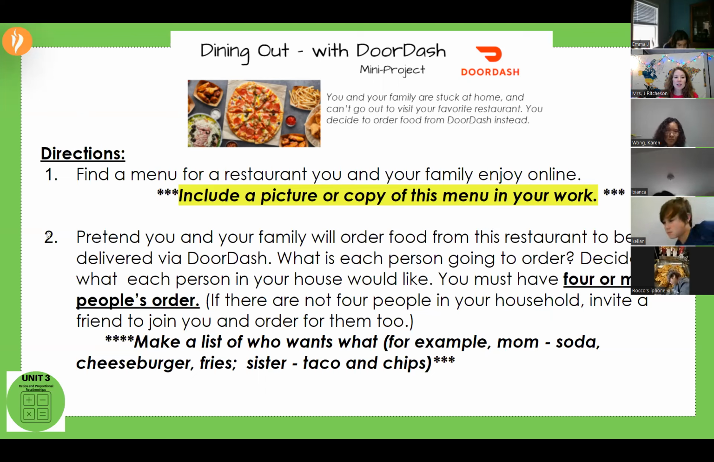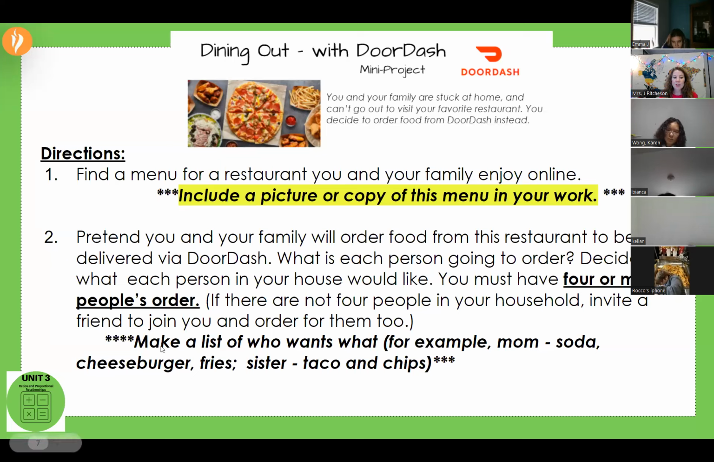Okay. You're going to pretend that you and your family are going to order food from this restaurant to be delivered via DoorDash. So even if it's McDonald's, you're going to have to figure out what the tip has to be. What is each person going to order? Decide what each person in your family would like. You must have 4 or more orders. So even if there's 3 of you in your house, you're going to make up a little brother, a little sister, and you're going to order something for them.